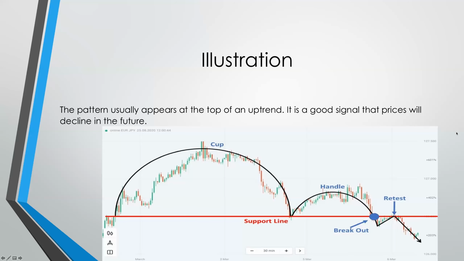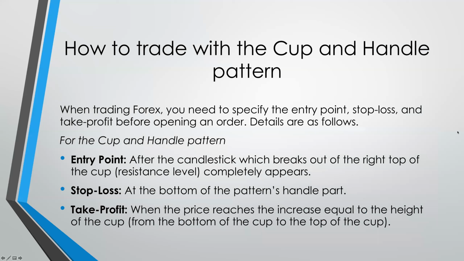How do we trade it now? So we have identified the cup and handle. We have identified the inverted cup and handle. We see how they form, what they're looking like. How do we trade now? So how do we trade the cup and handle?